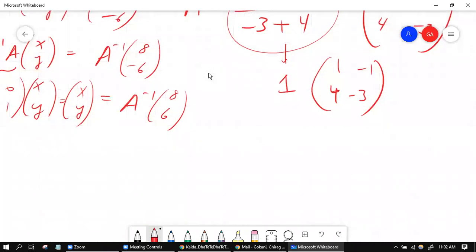Now, so this is A inverse. Now let's see if it works. If I put it in here, I better get the same solution that we got at the beginning of the lecture.